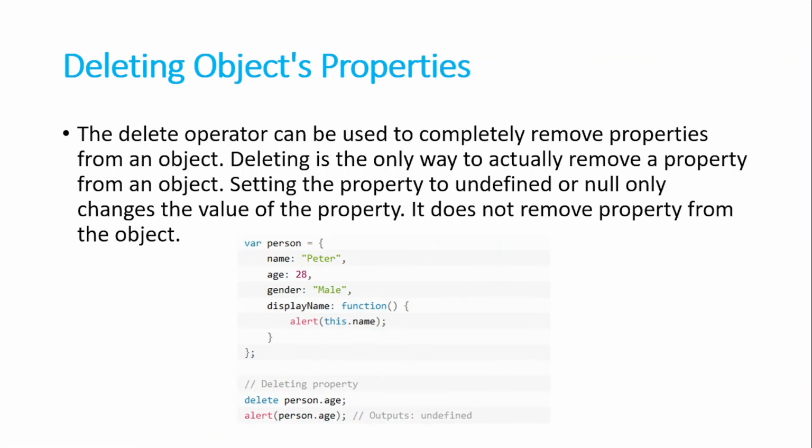To delete an object's property, we use this delete operator, and then we specify the property name, person dot the property name or the method name that we want to delete. So this delete will actually delete this property from the object.